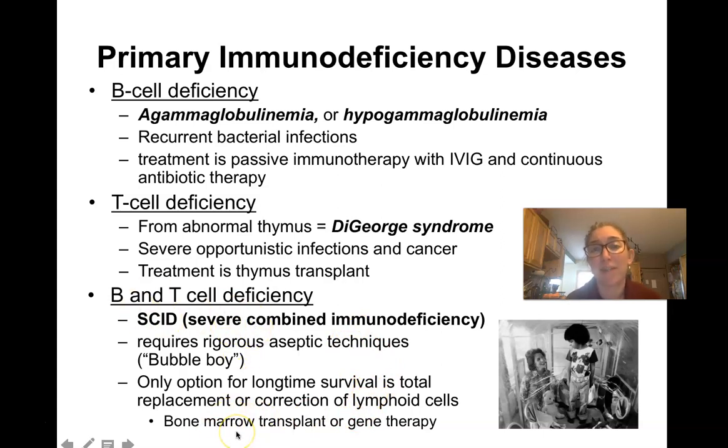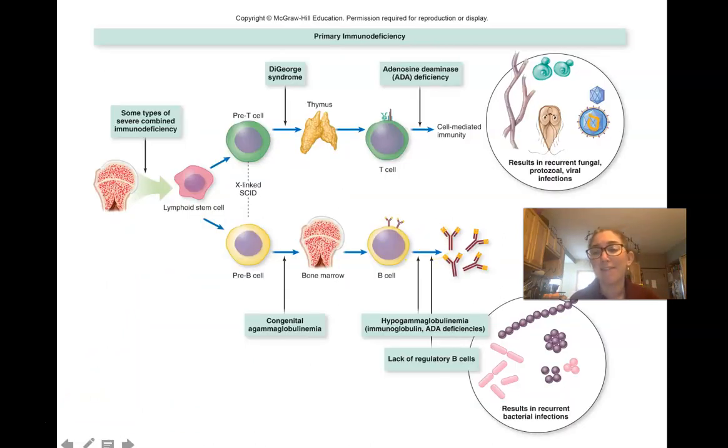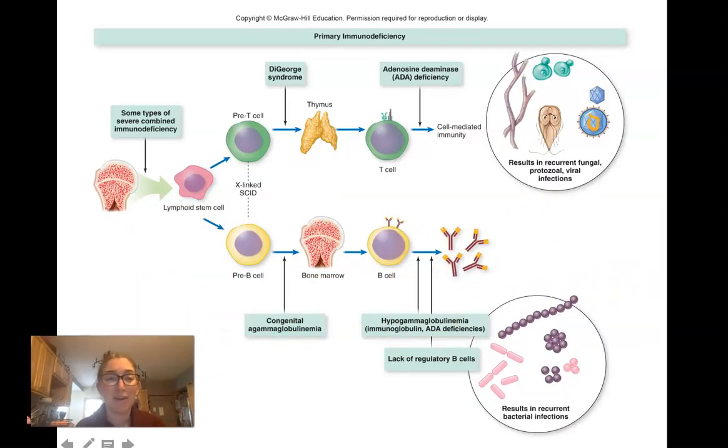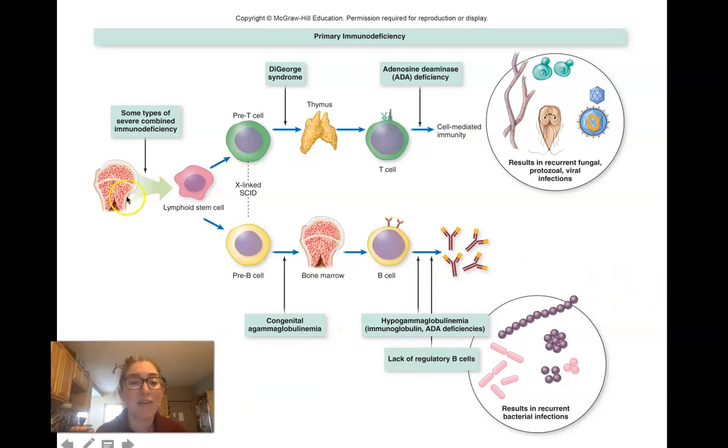But bone marrow transplants have been effective as well, basically giving people new stem cells to make B and T cells from. And this is just a slide graphically showing you these different types of diseases. Remember, all of your blood cells come from the bone marrow. So here's a stem cell, a lymphoid stem cell for the lymphocytes. It can turn into either B cells or T cells.